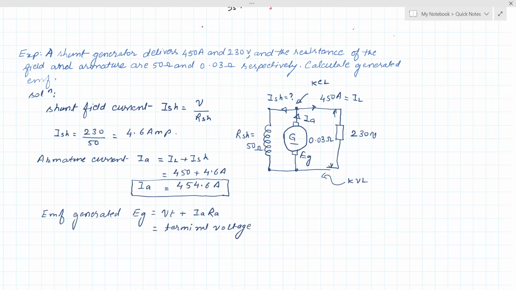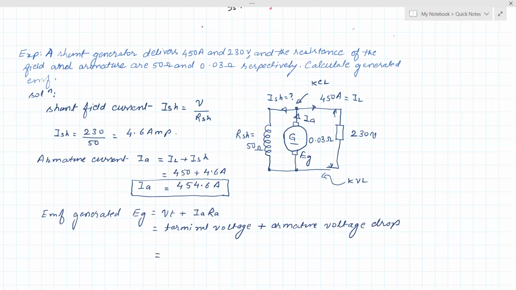No need to write every time, just this is the first numerical. That's why we are mentioning here armature voltage drop, for remembering or for understanding.